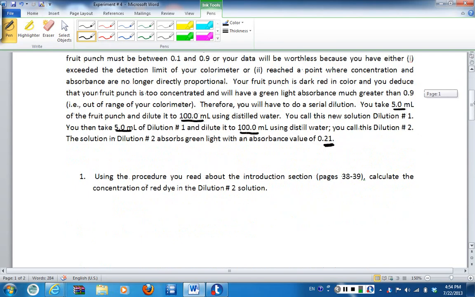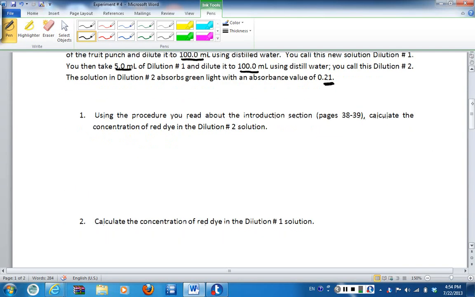So how do we figure out, in this example, the concentration of red dye in the original solution? That's ultimately what the question is asking for, and that's ultimately what the experiment will be asking you too. What is the concentration of iron in the original iron solution? So we have to work backwards. If you have read the introductory sections, you'll see that when you have an absorbance value and a known concentration, you can actually use that to your advantage.